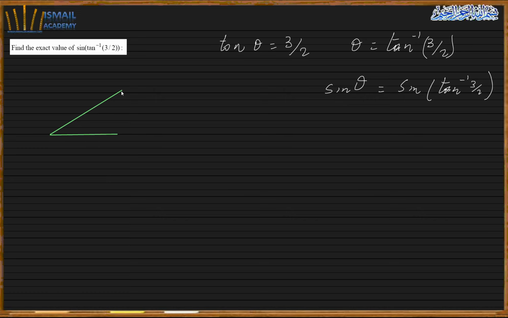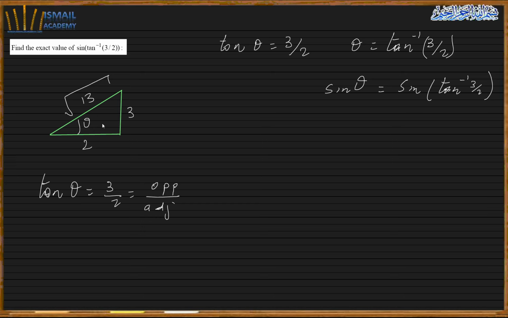So I know that the tangent of the angle is 3/2. And we know that the tangent is the opposite over adjacent. So this is the angle, the opposite is 3, the adjacent is 2. So now I can find my hypotenuse, which is this one squared plus this one squared, so 4 plus 9 is 13. So this is going to be my hypotenuse.